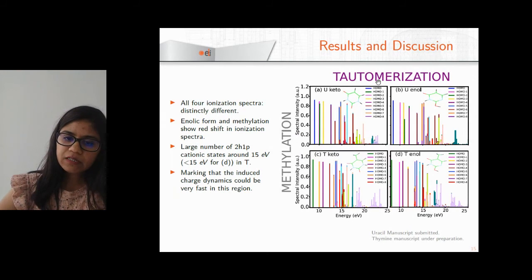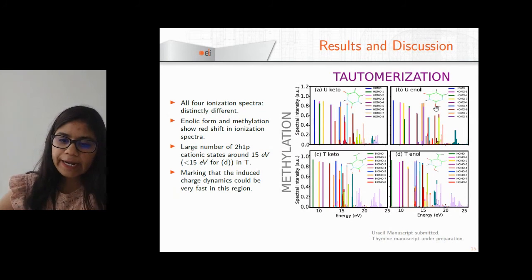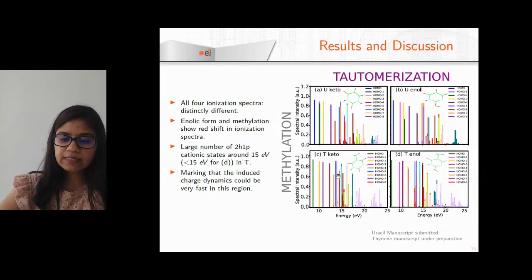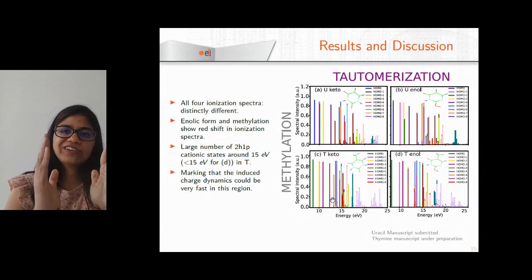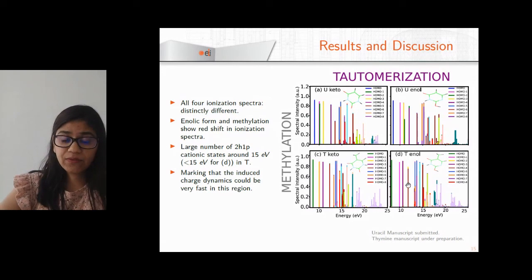Okay, let's check keto and enol, where I move 1 hydrogen to the oxygen. And I again see there is a red shift in the ionization spectra. And if I see this region around 15 eV, then I see that in thymine and in enolic forms, we see a lot of these cationic states with 2 hole 1p configuration. And as you can see, these 2 bars, if I remove 1 electron, it will oscillate really, really fast. So this will have a very small oscillation period.